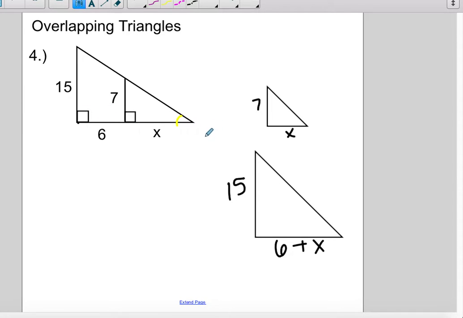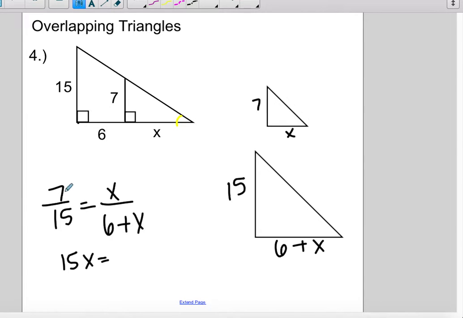So that whole entire length together. And so now when I set up my proportion, I have these two drawn out from my overlapping triangle. I could say 7 over 15 equals x over 6 plus x. And same setup here, cross products equal each other, so I'm going to get 15x, and then 7 times 6 is 42, and 7 times x is 7x. So 7 times both of those items there.